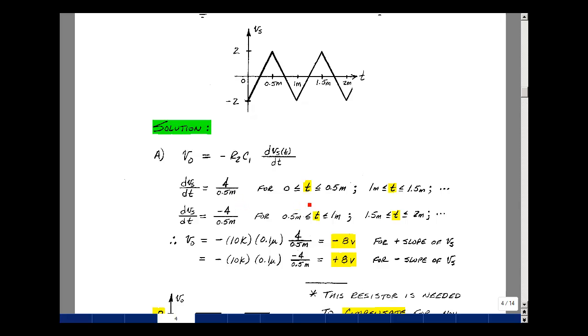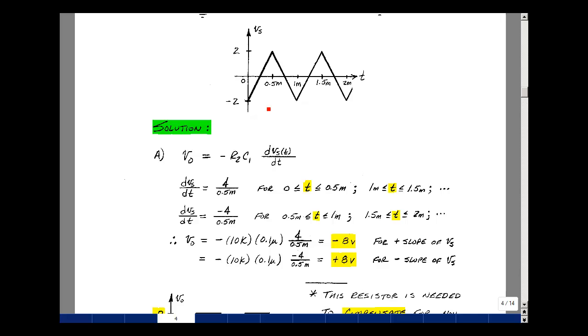This is between 0 and half a millisecond. It repeats itself from 1 millisecond to 1.5 and so on. What's the derivative of V sub S between half a millisecond and 1 millisecond? It's going to be the rise over the run, but now the slope is negative. I have a minus 4 volt change divided by half a millisecond. That'll be between half a millisecond and 1 millisecond. It's going to repeat itself between 1.5 milliseconds and 2 milliseconds and so on.